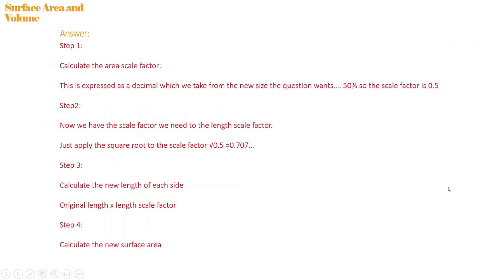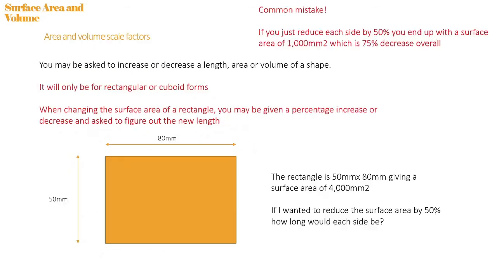So we're going to flip-flop between the two. So calculate the area scale factor. So this is expressed as a decimal, which we take from the new size the question wants. So that's 50%. So the scale factor is 0.5. So this is like if you're doing technical drawing and your scale factor, like how much are you reducing the drawing by for the actual model, that type of thing. So hopefully scale factors aren't brand new to you. So reducing it by 50%.